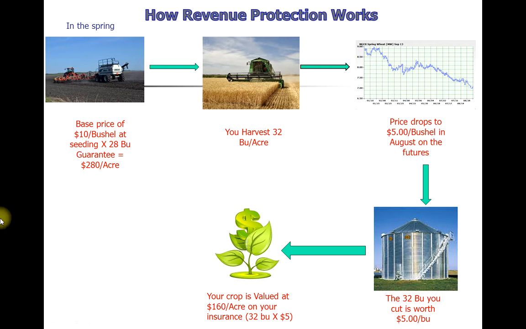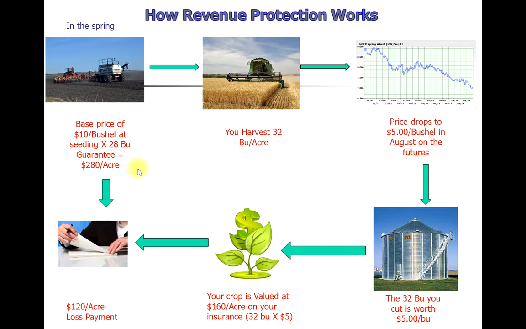So as you can see on here, as far as the insurance is concerned, your crop is only valued at $160 an acre. Remember at the beginning, we were guaranteed $280 an acre. So you would still qualify for a loss payment of $120 an acre in this scenario, not because you cut a poor crop. Actually, we were a little bit above what our guarantee was, but because the grain market had dropped. So this is how revenue protection works if the price goes down.